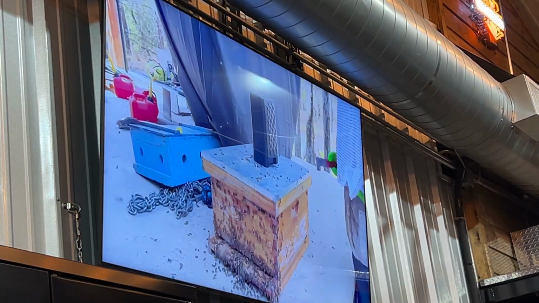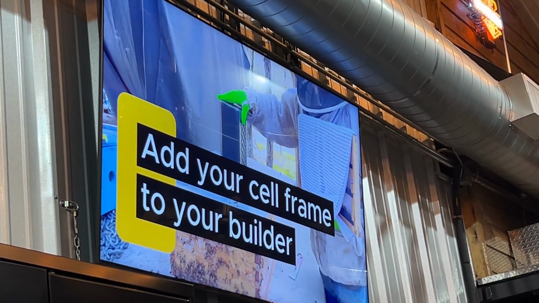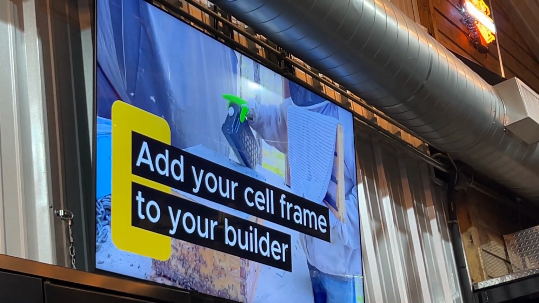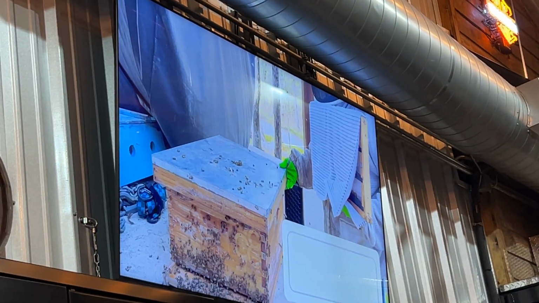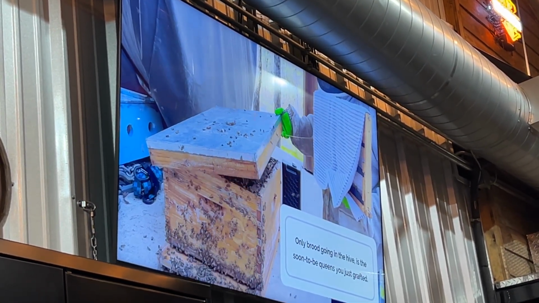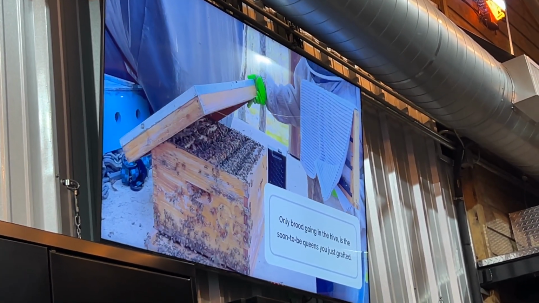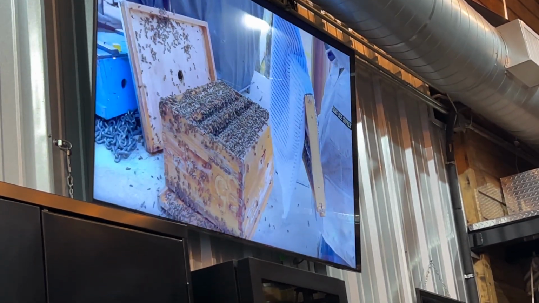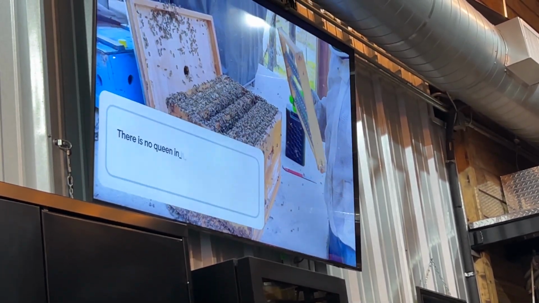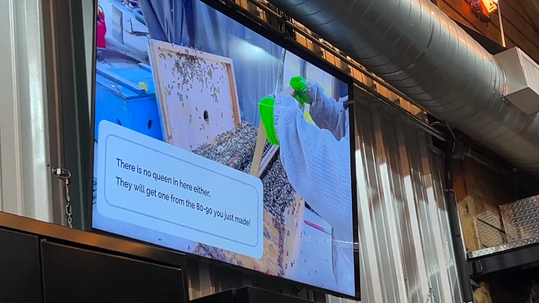And now he's putting the cell frame into the beehive, and there are pollen frames on either side of that. Then he's going to put another one in here shortly after we're done grafting it. That colony doesn't have a queen in it, so they're going to make one. There's no brood in that box. The only brood you give them is the larva that I gave them in the grafting frame.